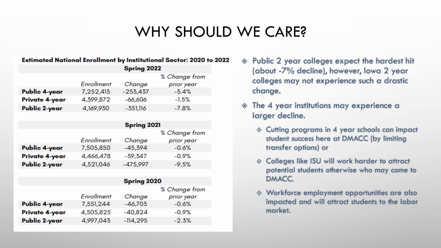Why should we care? The children born in 2008 will be heading to college as traditional-age college students in 2026. That's why 2026 is marked as the year of the cliff. And every year after that, there will be fewer and fewer potential college students coming out of high school. However, there's more to this story. On this slide, you can see that there was a decline in 2020, caused in part by COVID.